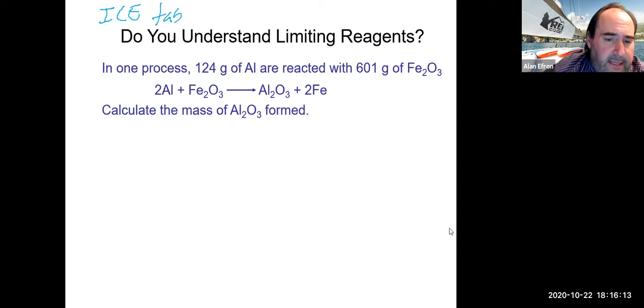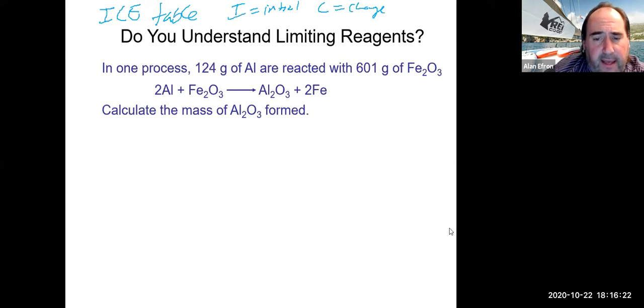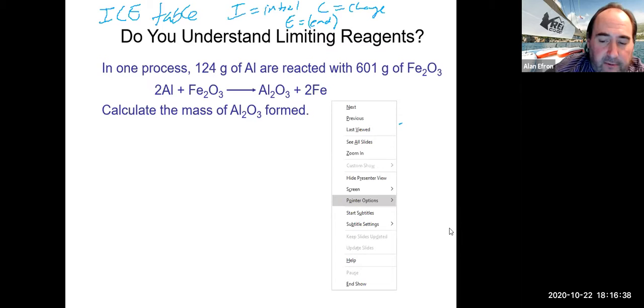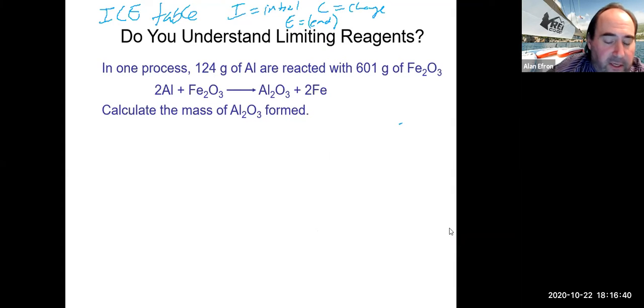When we use ICE tables, ICE stands for I is initial, C is change, and E for us will be end. If you take 200B, it'll be equilibrium, but kind of the same idea here. So the first couple of steps in this type of problem are really the same approach as before. You still want to make sure that the equation is balanced. You also want to make sure you convert whatever they give you into moles.